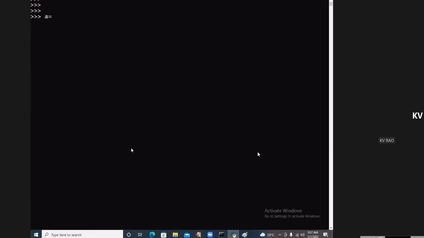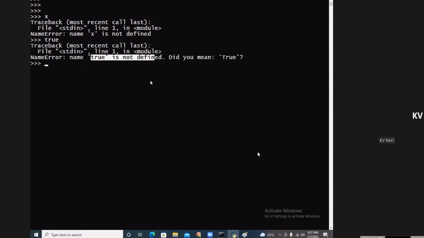See now, A is equal to True. You need to write a capital T. By mistake, if you write a small t, the right side will be treated as a variable name. Any variable name you take in Python must contain a value. Suppose I write x. What is x? NameError: name x is not defined. Suppose I write true in small letters. It is an error. NameError: name true is not defined. Did you mean True?